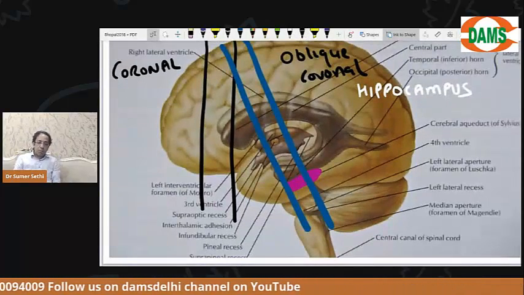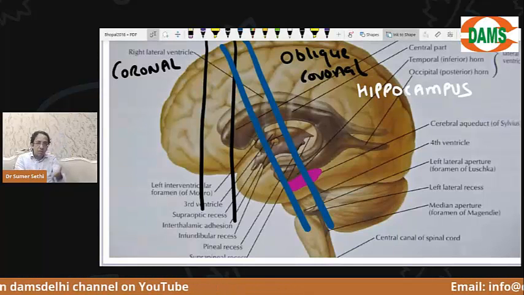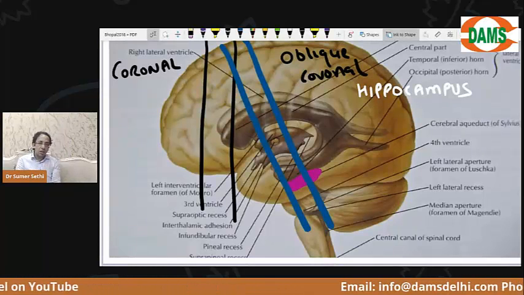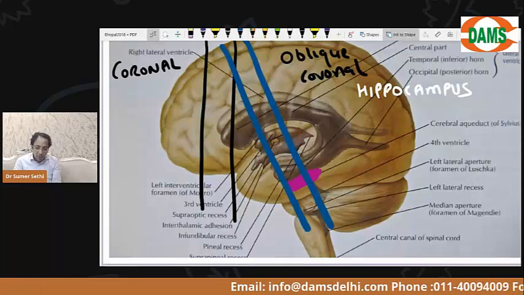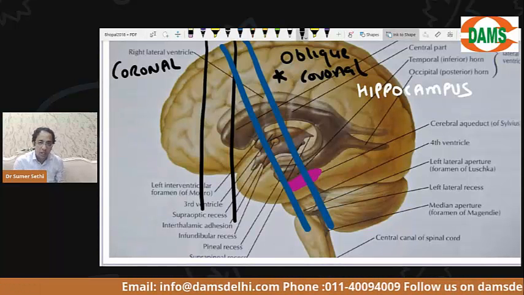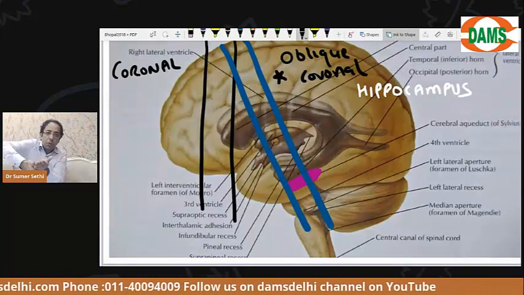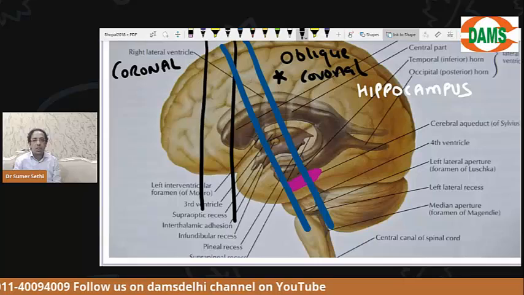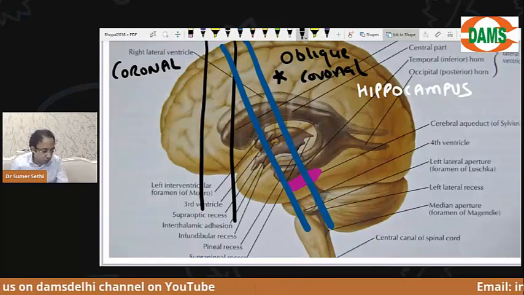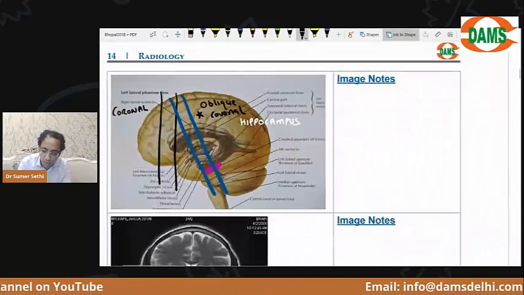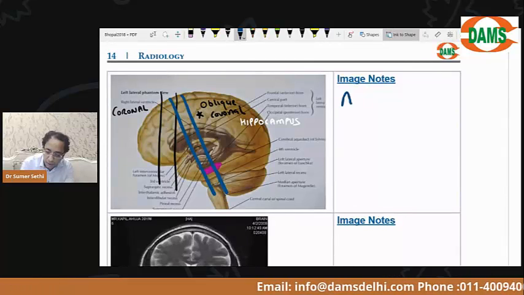Hippocampus is best seen on a coronal section of the brain or oblique coronal plane? Anybody can now guess. So the answer is actually oblique coronal. Why? Because it is located like this. If you cut it perpendicular to the hippocampus, then only you can see the hippocampus well. And that is why they will keep giving this question multiple times in your exam.